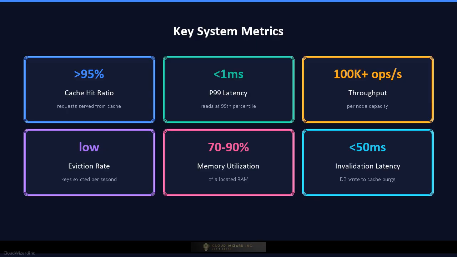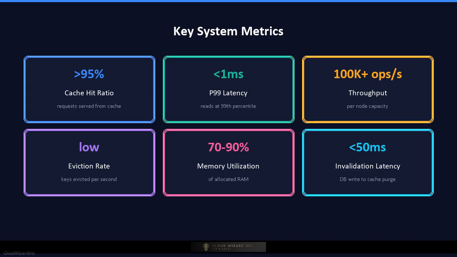Cache hit ratio, the percentage of requests served from cache without hitting the database. A healthy cache should be above 95%. P99 latency, the 99th percentile response time, which should be under 1 millisecond for reads. Throughput, measured in operations per second per node.